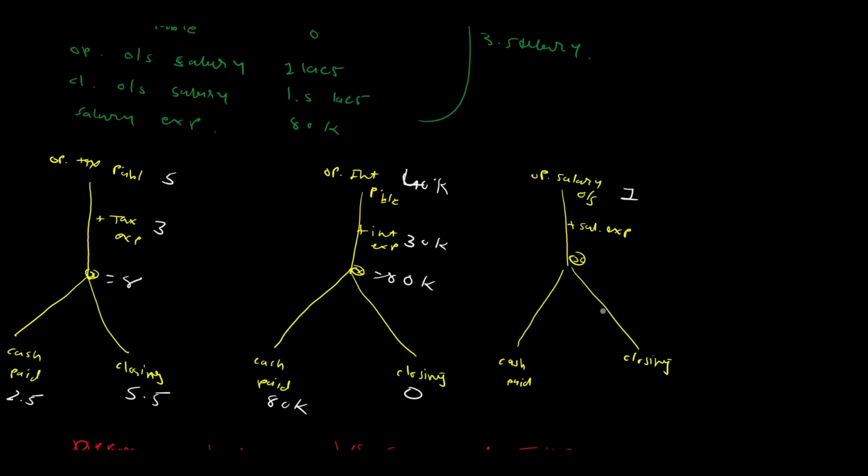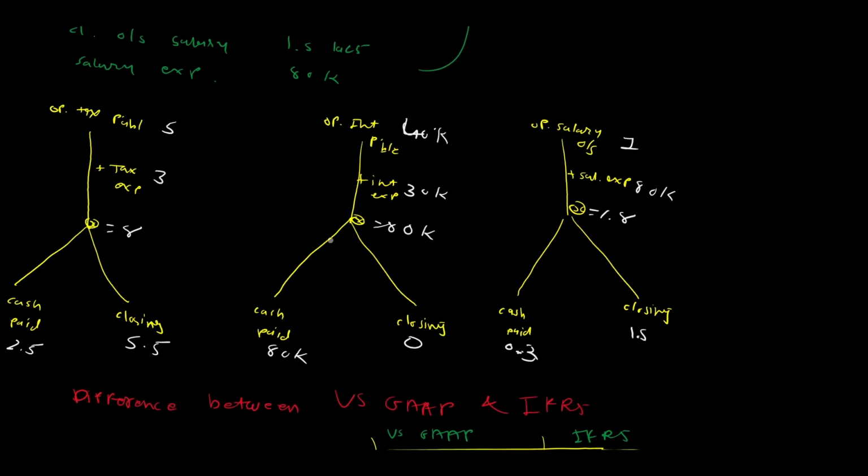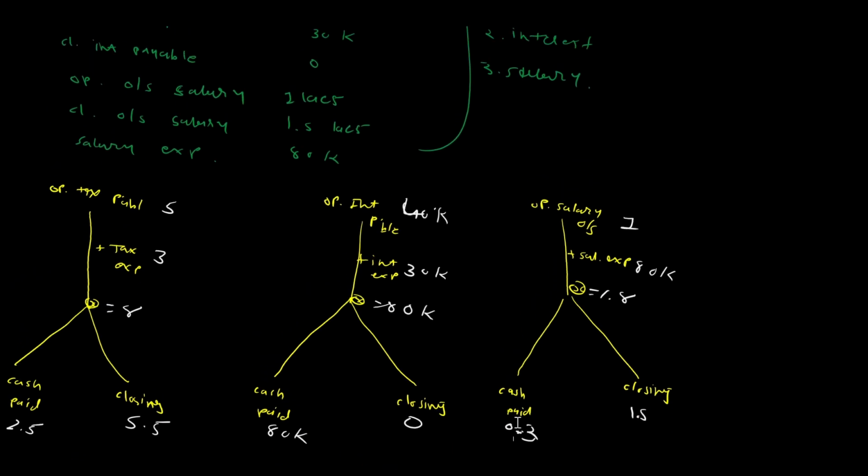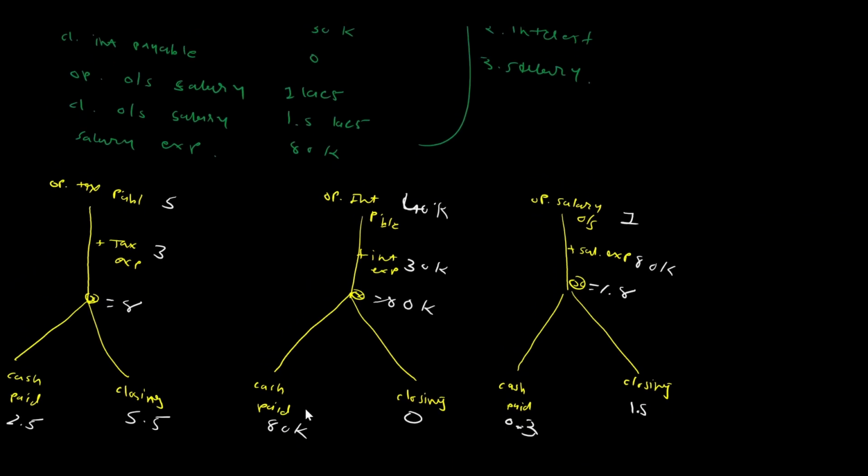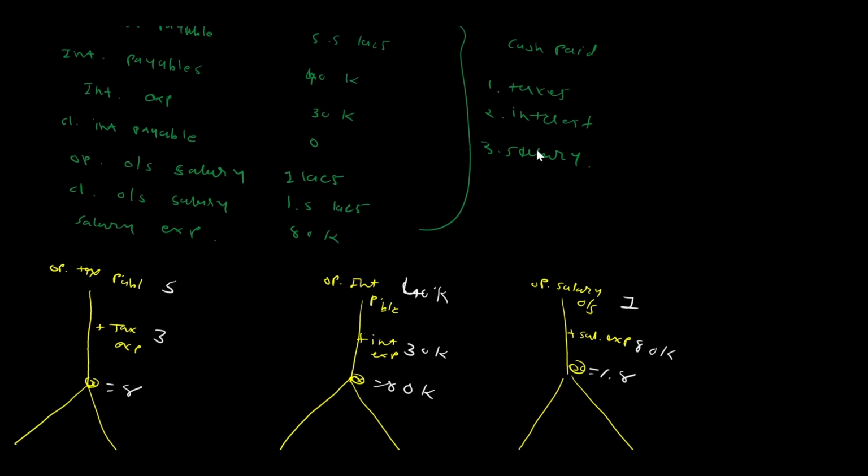My closing outstanding salary is 1.5, and my salary expense is 80k, and this is 1.8. If this is 1.8 and this is 1.5, this should be 0.3, 30k. Okay. So this is the cash paid: salaries 30k, interest 80k, and 2.5 lakhs for the taxes.